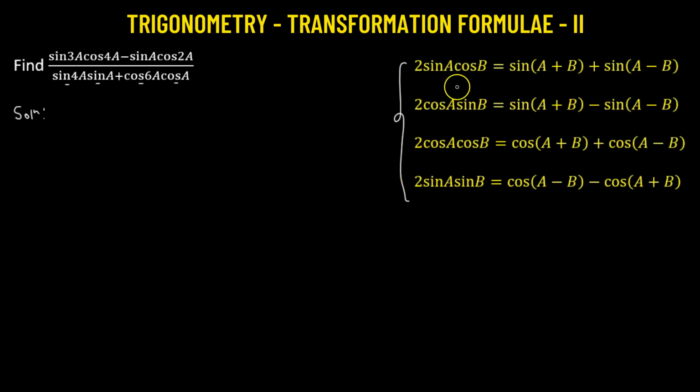sum or difference. For example, if we have the product sine A cosine B, it transforms as a sum of two sine functions. Let's say if we have 2 times cosine A cosine B, it transforms as a sum of two cosine functions. So let us begin. However, we have a factor 2 missing here, so that's fine. All we have to do is multiply and divide by 2.